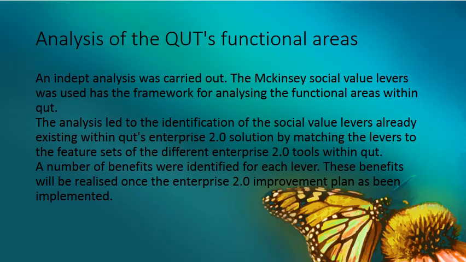And now we move on to the analysis of QUT's functional areas. An in-depth analysis was carried out, and the McKinsey social value levers were used as the framework for analyzing the functional areas within QUT. This analysis led to the identification of the social value levers already existing within QUT's Enterprise 2.0 solution. This was done by matching the levers to the feature sets of the different Enterprise 2.0 tools within QUT. A number of benefits were identified for each lever. These benefits will be realized once the Enterprise 2.0 improvement plan has been implemented.